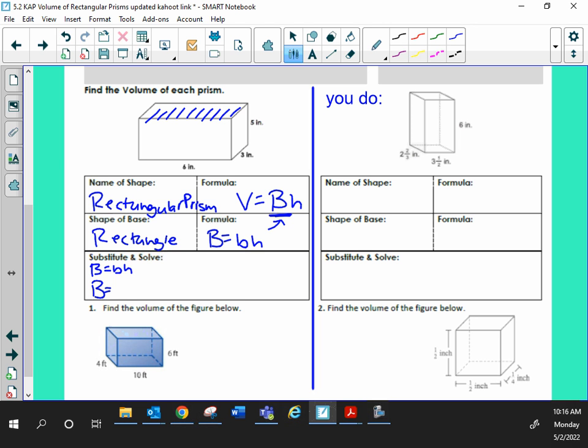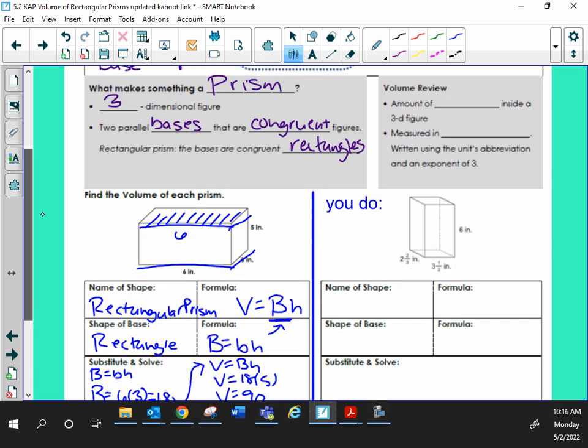Okay, how about I explain it? If this is 6, this would also be 6. If this is 3, this would also be 3. So I'm going to do 6 by 3. That's going to give me 18. I'm then going to substitute that into the volume formula. Volume is equal to big BH. So volume is equal, we said big B was 18, times the height of the whole thing, which is 5. That's 90. The volume is 90 inches. Sorry, I skipped this over here.